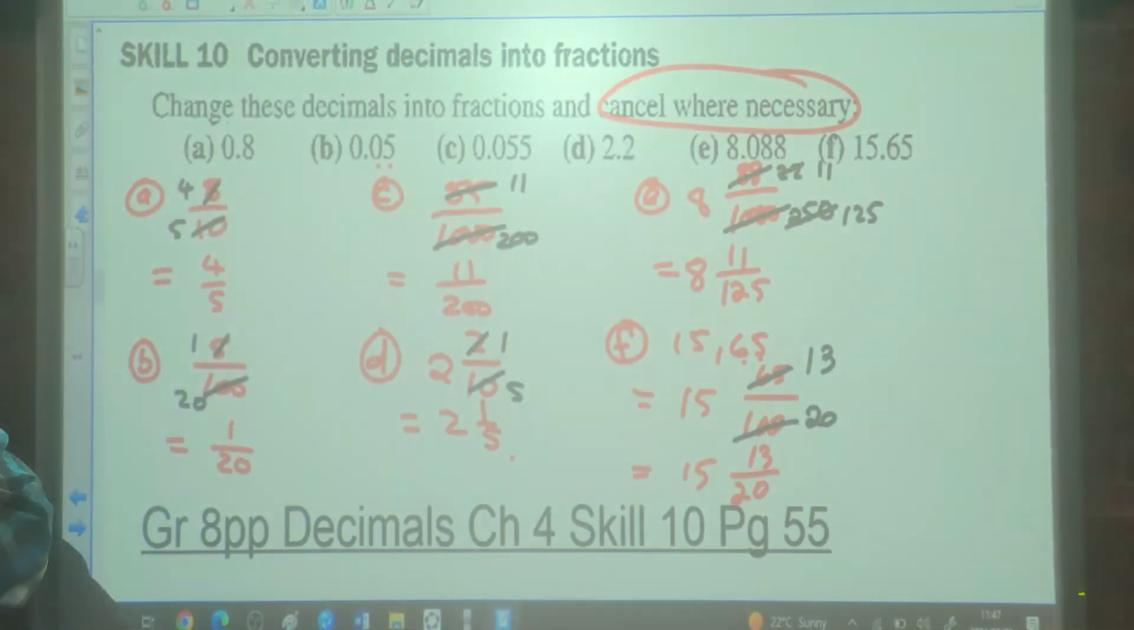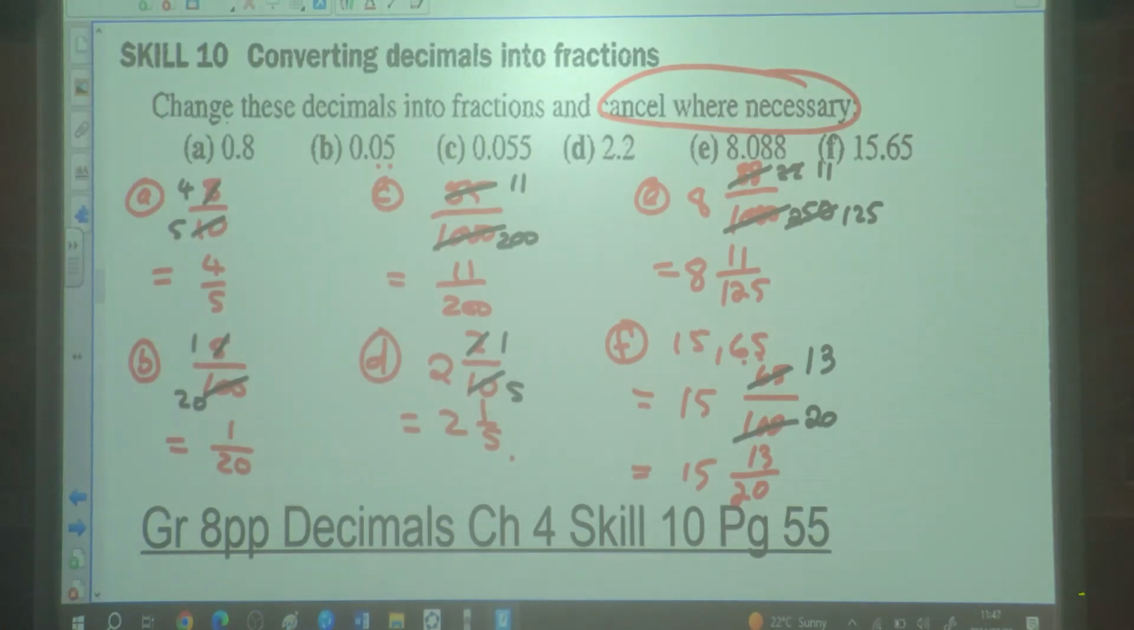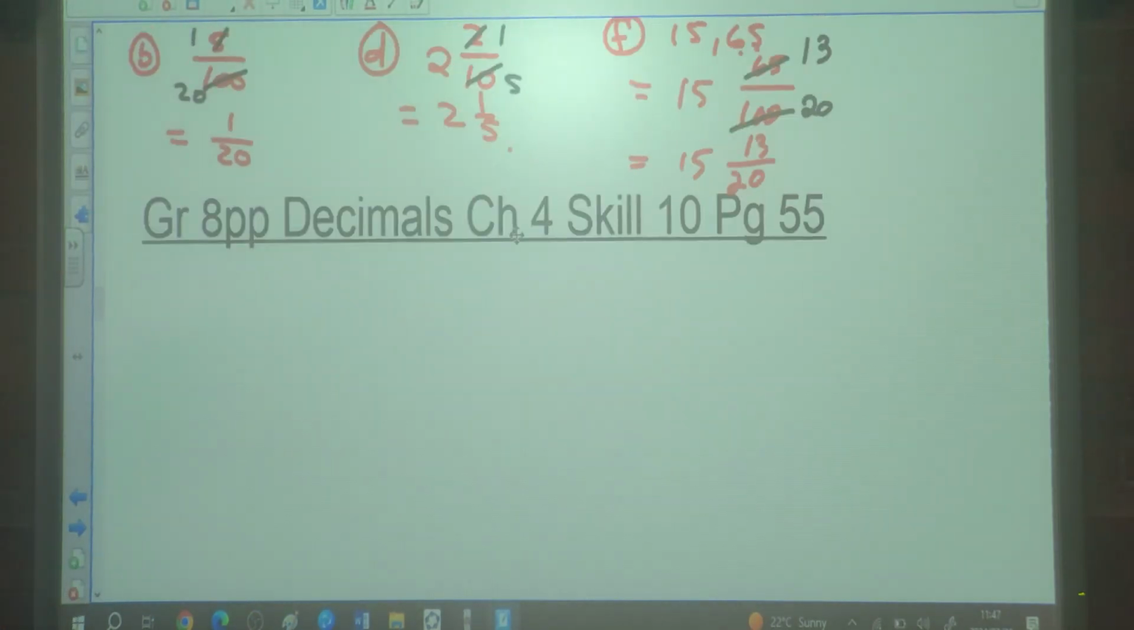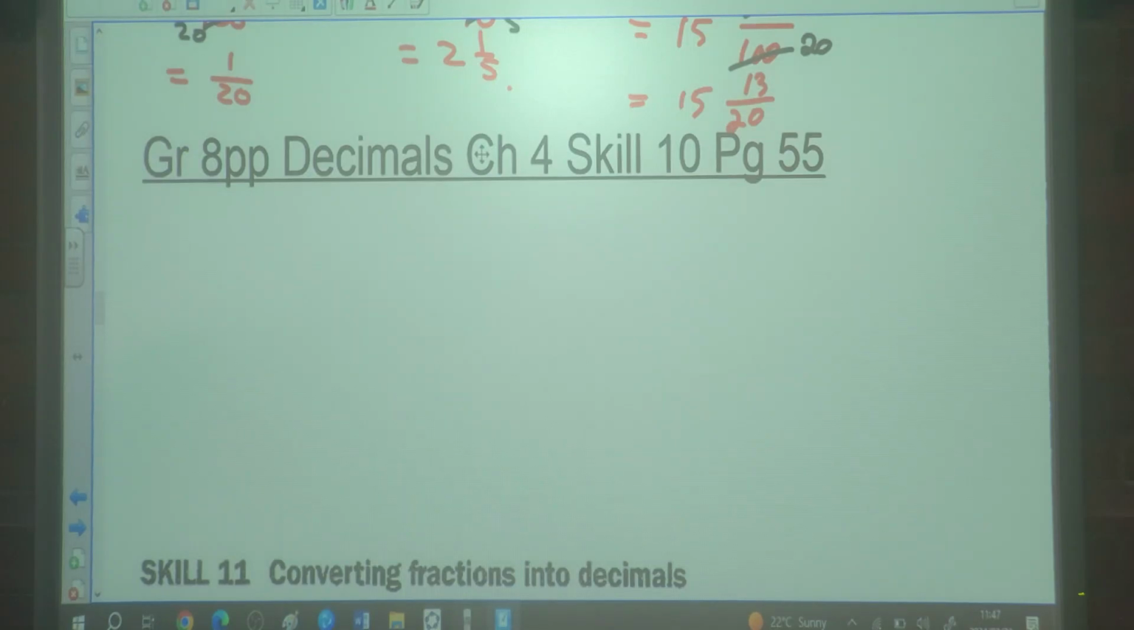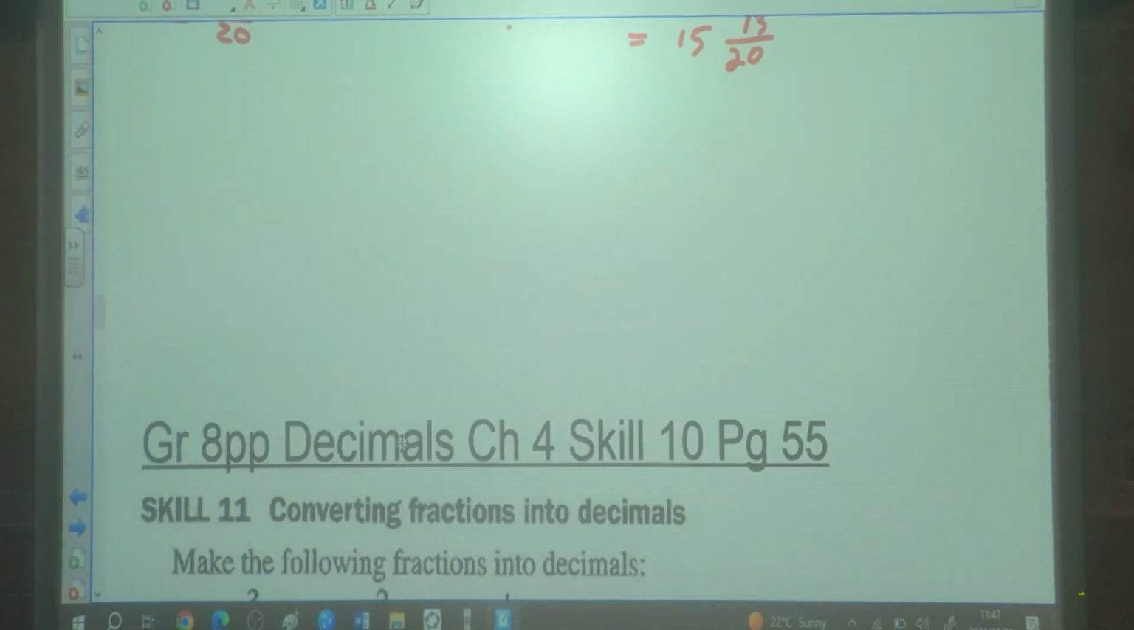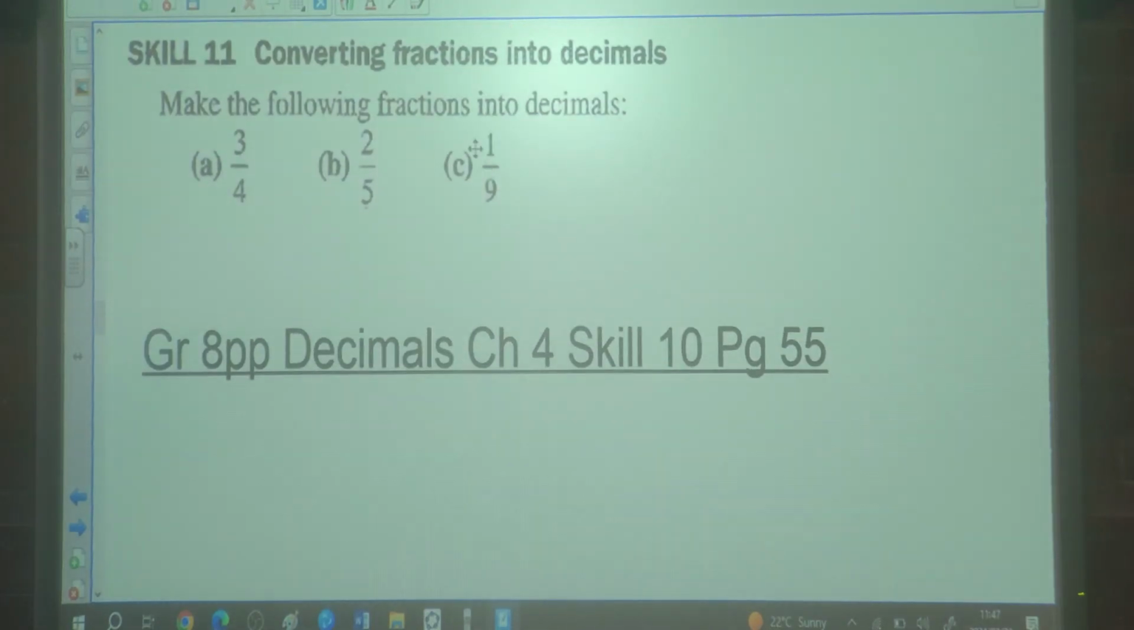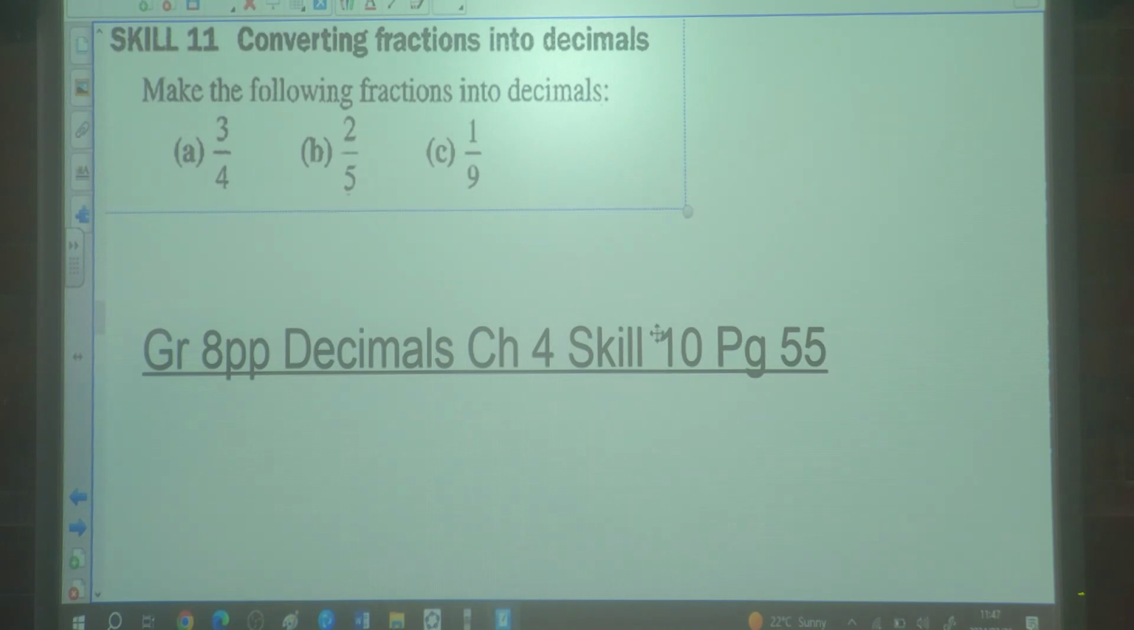Okay. Any confusion thus far? No. Now moving on. Because you already did the work, no? So we're just marking now. Right. Convert fractions into decimals.